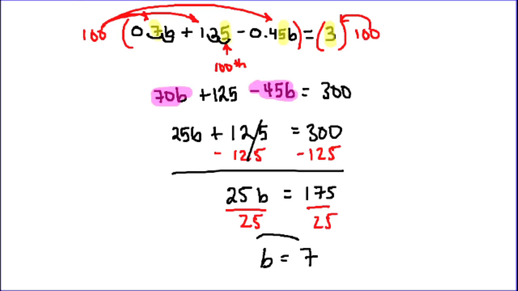And so, once again, if you're happy to work with decimals, go ahead and work with decimals. However, if you prefer working with whole numbers, then all you need to do is clear the decimals by multiplying by the reciprocal of the smallest place value.